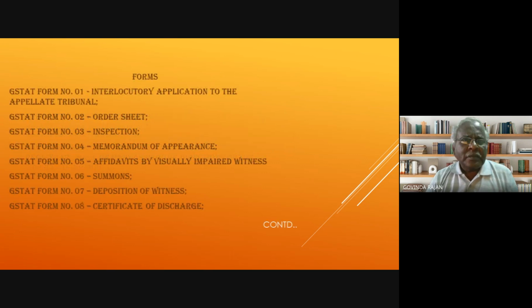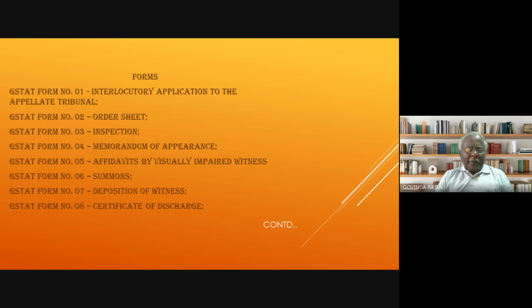Finally, what are the forms that are to be utilized in the appeal procedure? GSTAT Form number 1, interlocutory application to the appellate tribunal. If any stay order is required, this form is to be used. GSTAT Form 02, order sheet. As we have just seen, the order sheet is maintained for each hearing and recorded in this form. GSTAT Form 3, inspection. Whoever wants to inspect the records of the appeal papers has to apply to the registrar, pay the record fee and get it inspected.